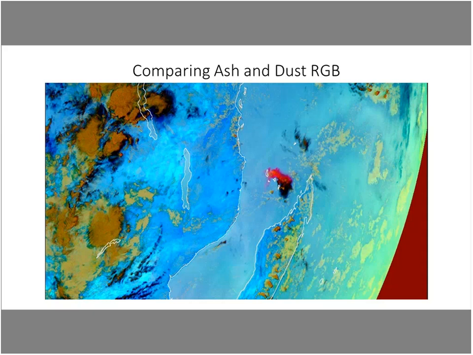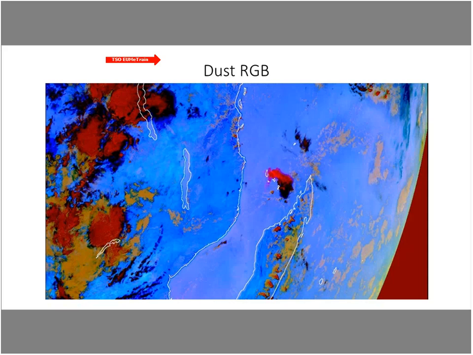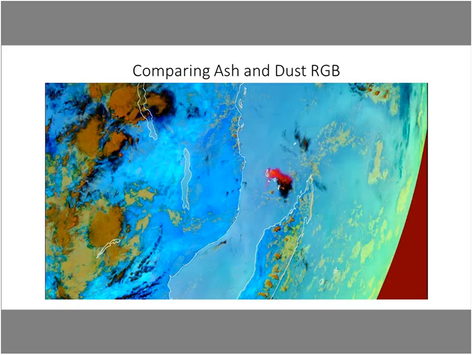The most important thing to notice here is that in the dust RGB we have both thick ice clouds and the ash cloud in the same color, while the ash cloud in the ash RGB is quite distinctly red, while the thick ice clouds are more orange.